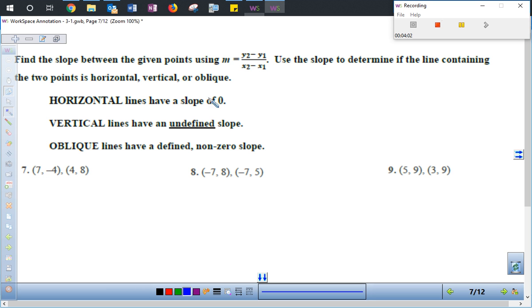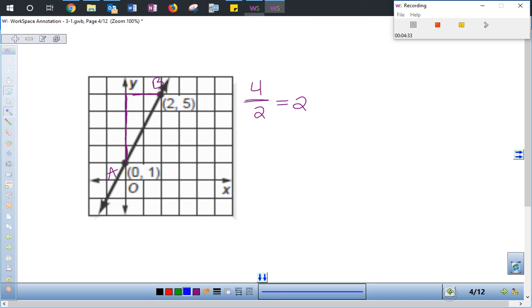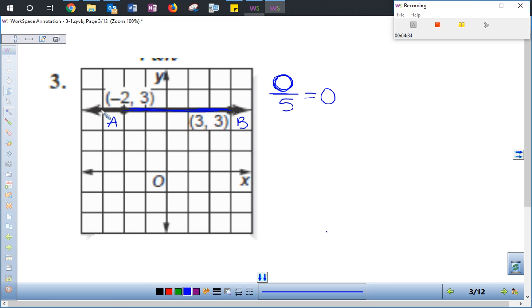So up at number 3 on your worksheet, that line is horizontal. It had a 0 as a slope. This one right here, notice how it's laying flat across the graph. This is a horizontal line. The 0 is in the numerator. It has a slope of 0.